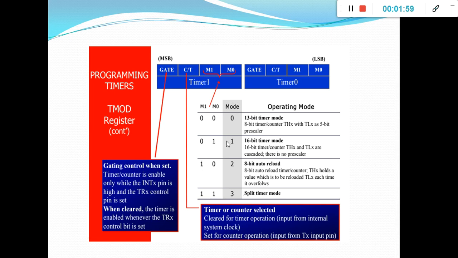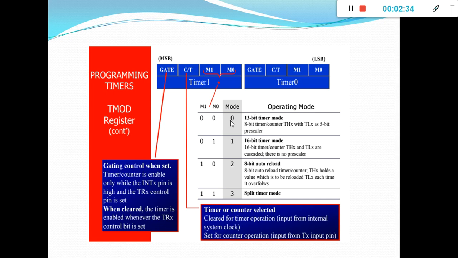Selection of mode and timers can be done in 3 ways. Suppose you want to write a program only with timer 0 and with some mode, then you put values here. Suppose you want to work only with timer 1, you put values here. Suppose in some program you want to work with both timers, with different modes or the same mode, that can also be done here.